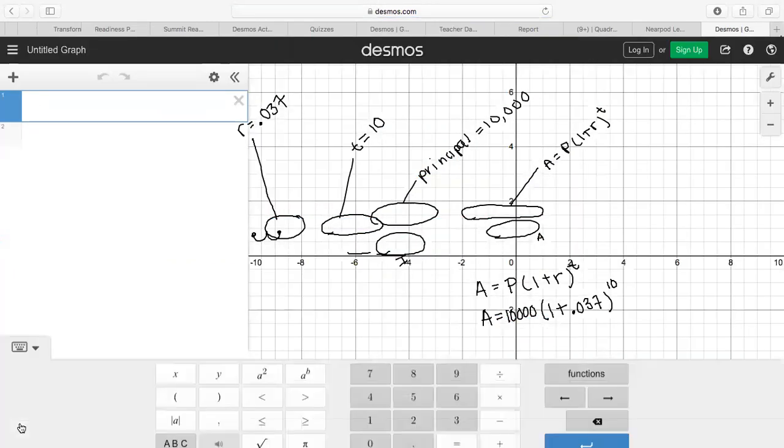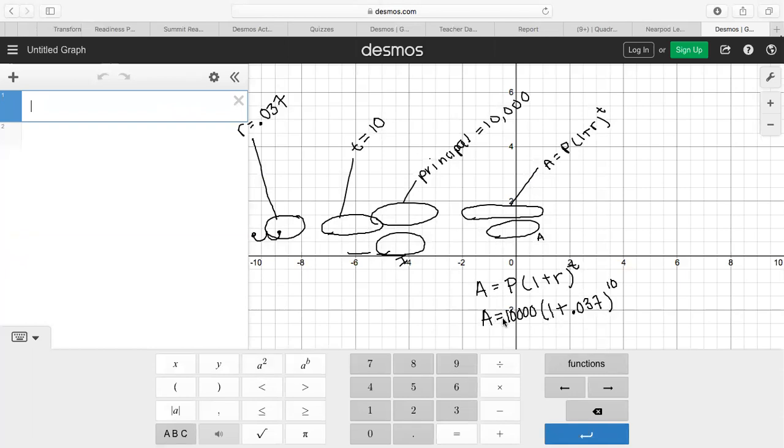So on my calculator, I'm going to put this in exactly the way it looks, not with the A equals, but the 10,000 part. So 10,000, open parenthesis, 1 plus 0.037, close the parenthesis. Please look if you do not know how to do power. I press this button right here, A to the power of B. When I press this button, it's going to bring my cursor up, and I'm going to bring 10. OMG, that's a big number.